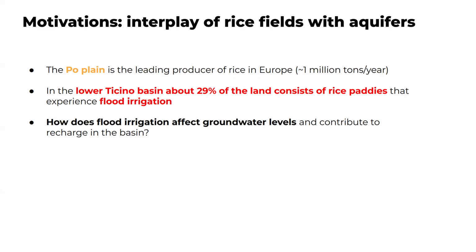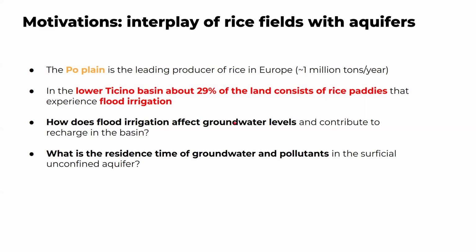So we have two questions. This work was prepared during a joint project with a company that controls drinking water in the basin of the Ticino. Question one: how does the flood irrigation affect groundwater levels in the aquifer? And question two: what is the residence time of groundwater and pollutants in the aquifer? So about 30% of land, again, it's quite a lot.